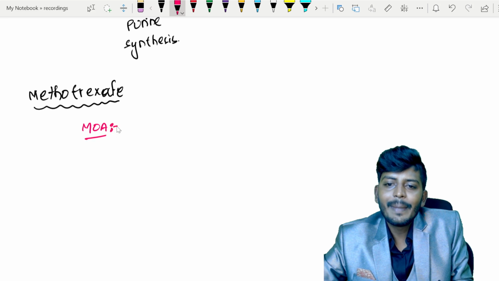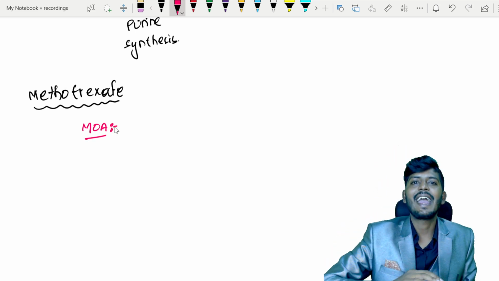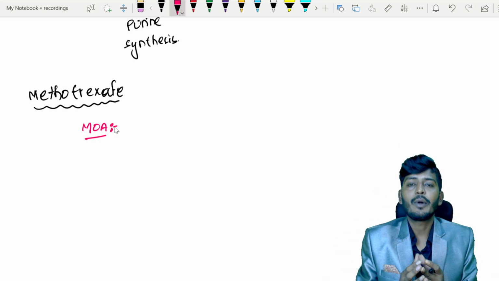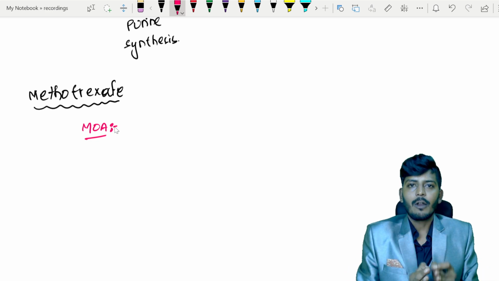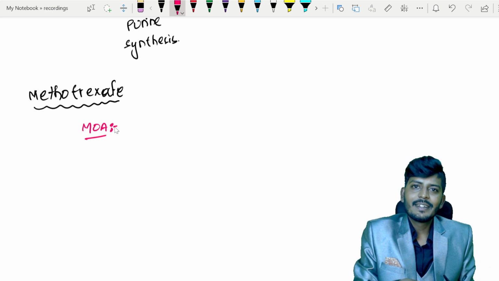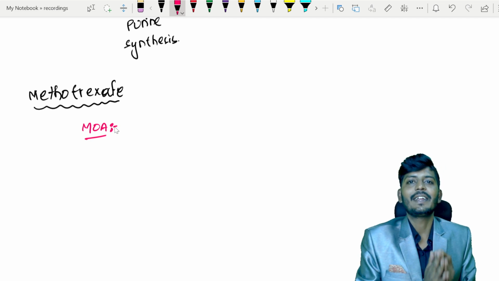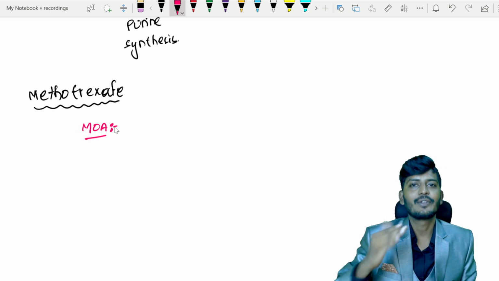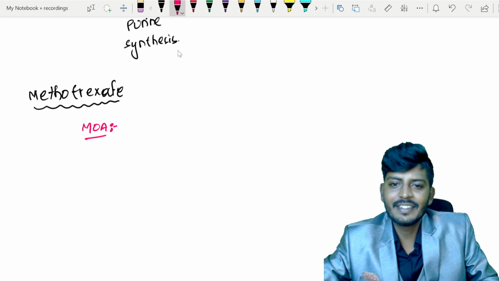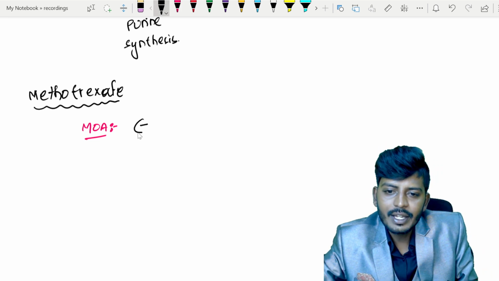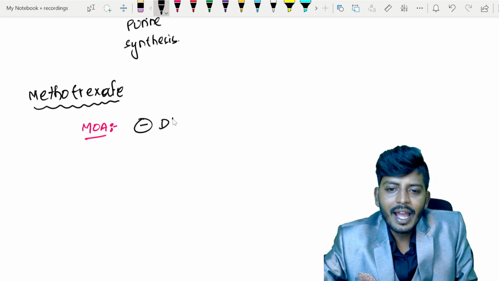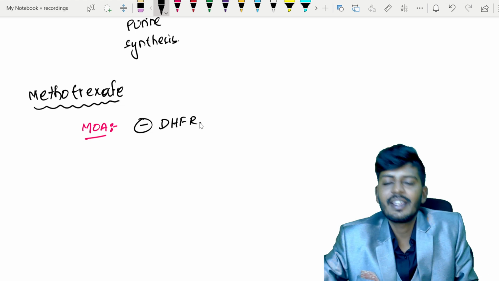What is it? Mechanism of action. Mechanism of action is a very important point, because we always remember one thing: it affects dihydrofolate reductase. It does not just affect dihydrofolate reductase, but also other things. So the first mechanism of action: it inhibits an enzyme called dihydrofolate reductase.